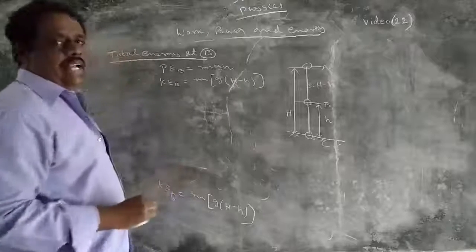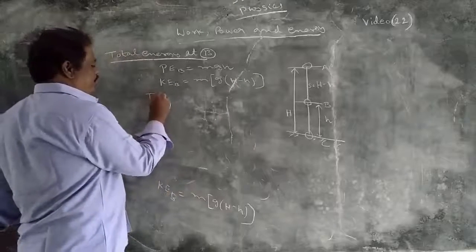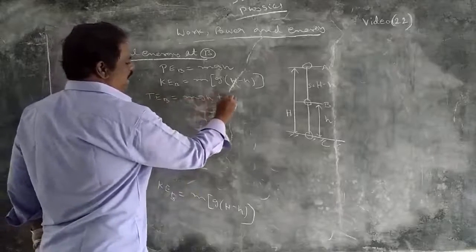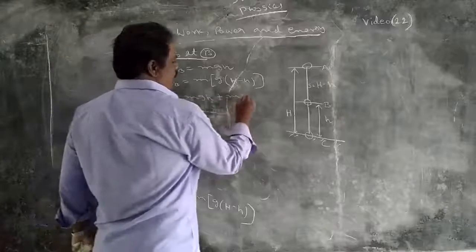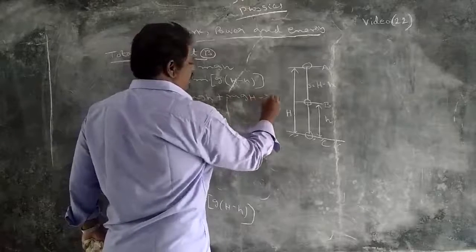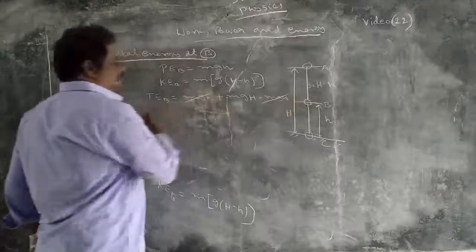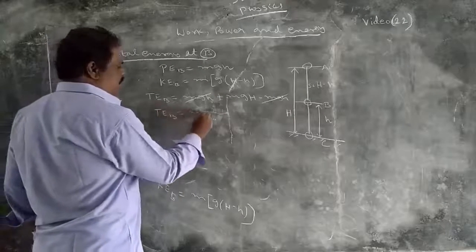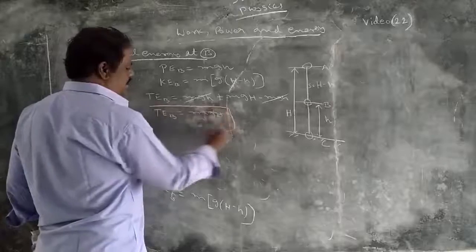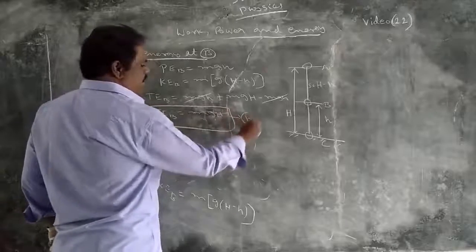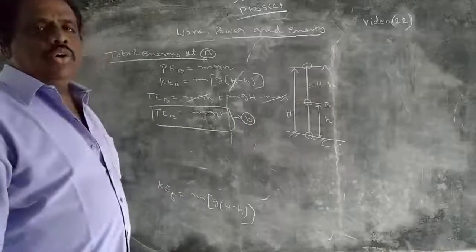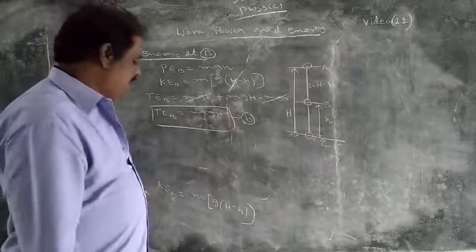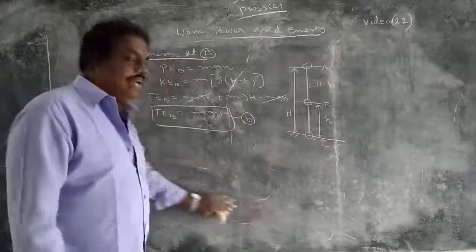Then total energy at B is equal to mgh plus mg, open the bracket, H minus h. The mgh becomes cancelled. Therefore, total energy at B is equal to mgH. This is equation number B. In equation A also, total energy at A is equal to mgH. So, total energy at B is equal to mgH. So, A and B are equal.